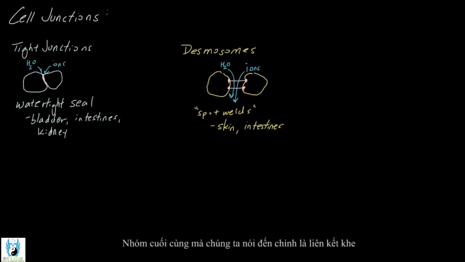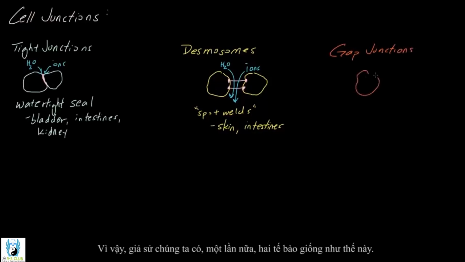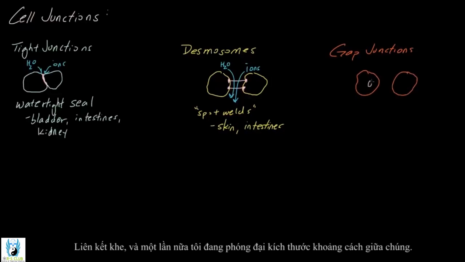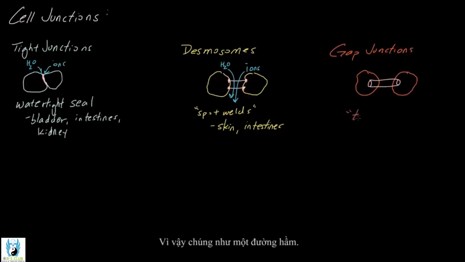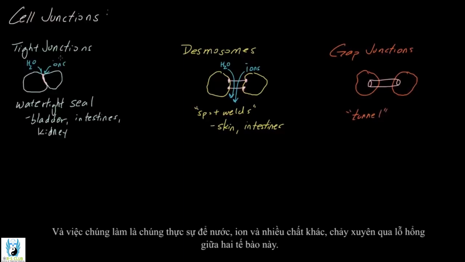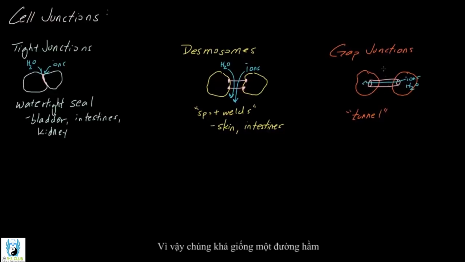The last one we're going to talk about are gap junctions. So let's say we have, again, our two cells like this. Gap junctions, and again I'm exaggerating the size of our gap junction, but they're kind of like a tunnel that actually exists between the cells. So they're like a tunnel. And what they do is they actually let water and ions and so on flow through this gap between the two cells. So they're kind of like a tunnel.